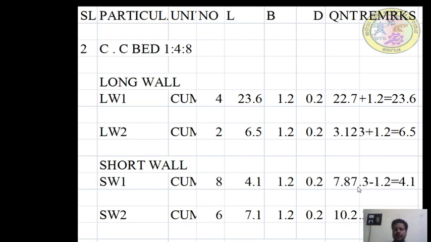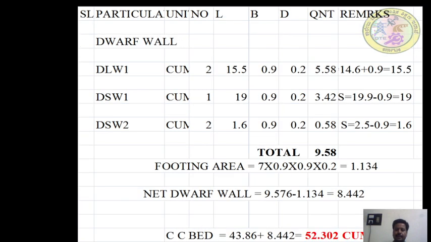Similarly, LW2 is calculated. And the short wall: short wall 1 equals 5.3, and 5.3 minus 1.2 equals 4.1. Short wall 2 is considered the same way. Then the total quantity of bed concrete is equal to 43.9 cubic meter.